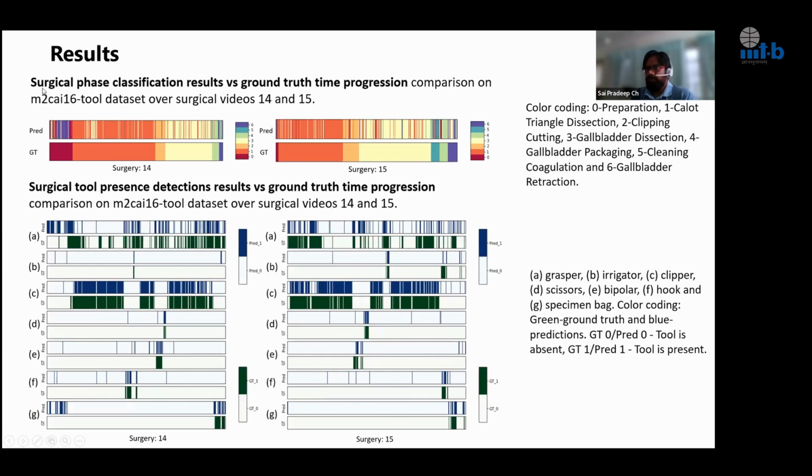These two plots: the first plot corresponds to surgical phase classification results versus ground truth time progression. These are also on the M2K16 tool dataset, on surgical videos 14 and 15. For illustration purposes, we have used only surgical videos 14 and 15. Right. The first row corresponds to prediction, and the second row corresponds to the ground truth. Coming to the next part of the results, surgical tool presence detection results versus ground truth time progression. Here again, it's a time sequence bar. The first part is related to the predictions, and the second part is related to the ground truth. These A to G correspond to different tools.